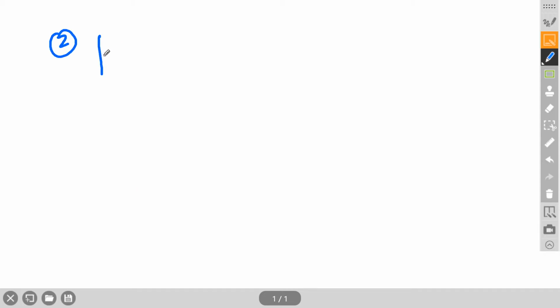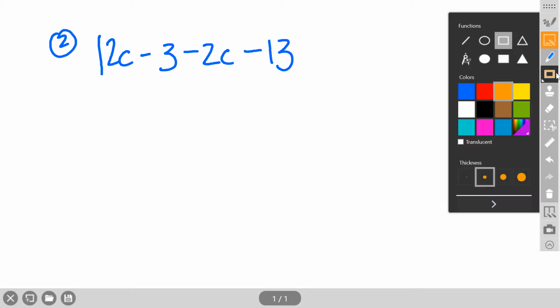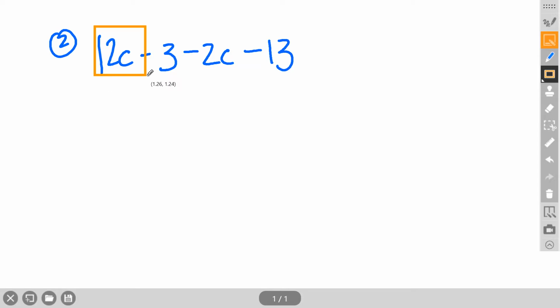Number 2, we have 12c minus 3 minus 2c minus 13. We are trying to simplify this expression. Remember, this is not an equation. There's no equal sign. This is just an expression. So first we want to distribute, but we see there's no parentheses anywhere in the problem. So we're going to move on to combining like terms.